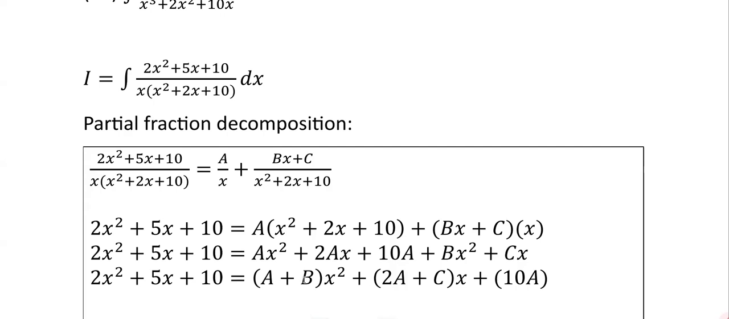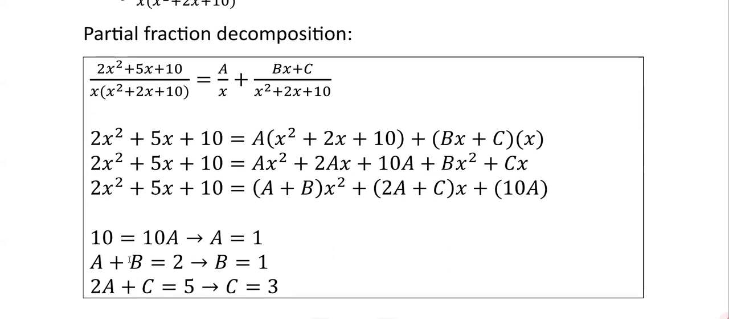So I know that A plus B has to equal 2. I know that 2A plus C has to equal 5. And 10A has to be equal to 10. Okay, so let's solve the easy one first, of course. So 10A is equal to 10, as I just said, so A is equal to 1. Okay, we know that A plus B is equal to 2, and we just found that A is 1, so B has to equal 1. And then 2A plus C has to equal 5. We know that A is 1, so C is equal to 3.